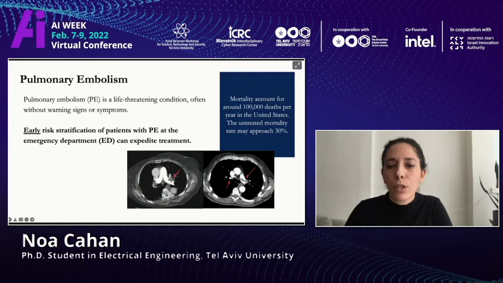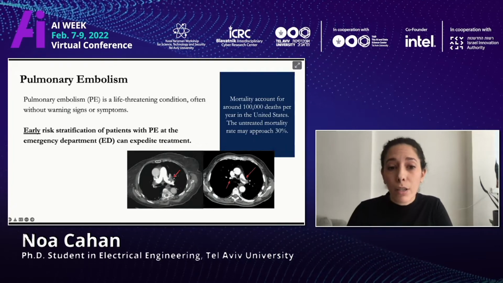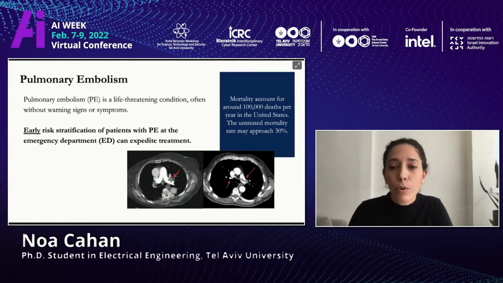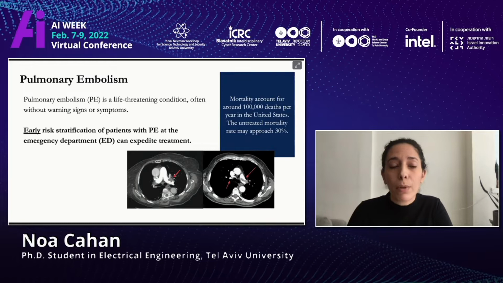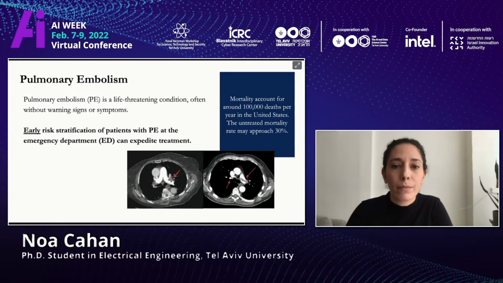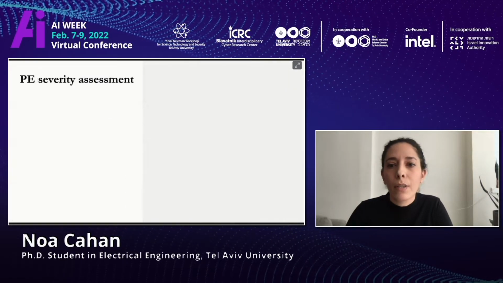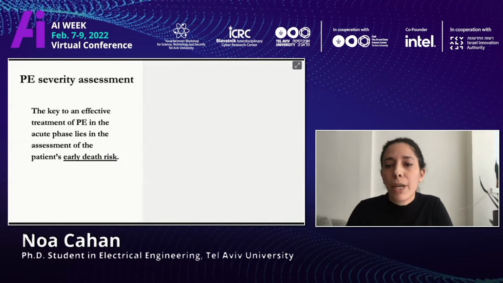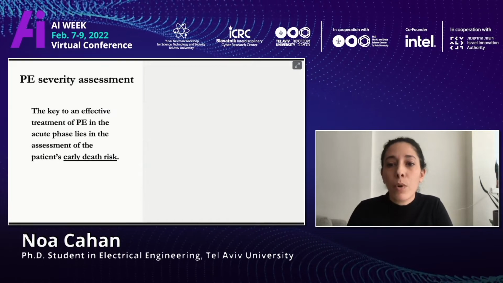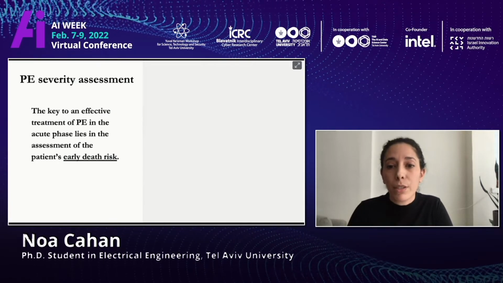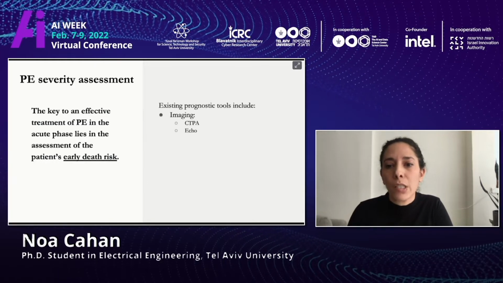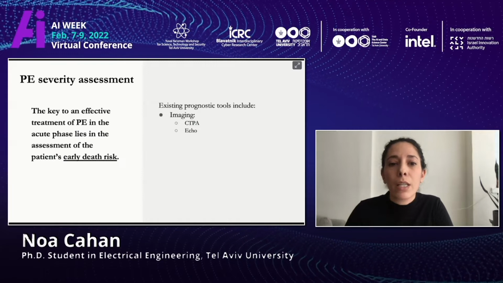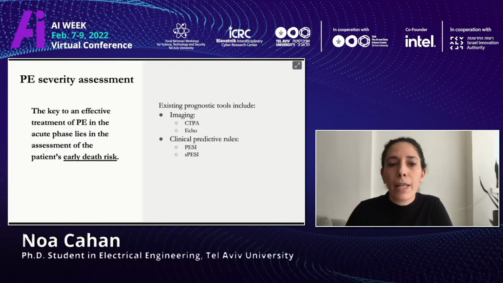Existing PE-related works focus on the detection of the clot itself, whereas in our work, we address the task of PE severity assessment, where the identification of the blood clot is not sufficient. The assessment of the patient's early death risk is the most accurate way to assess PE severity. But in common practice, existing tools for PE prognosis include imaging tools, clinical predictive rules, and laboratory markers.